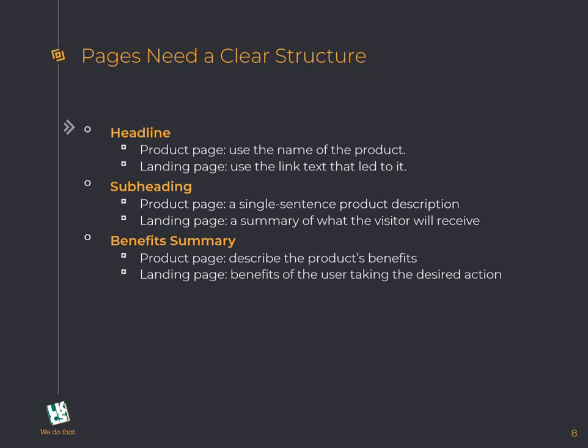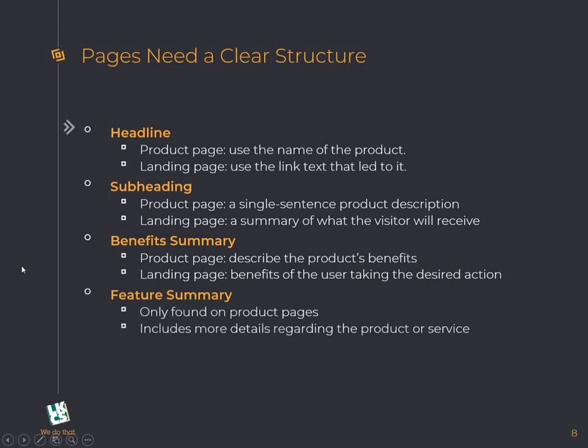Every page needs a benefits summary. Now, these are benefits. What are the benefits to the person about that product? Not features at this point. For a landing page, it should be the benefits of the user taking the desired action. Landing pages are all about driving people to action. So what are the benefits that person is going to receive from taking that action? Now every page needs a feature summary as well, but these are only on product pages. Landing pages don't necessarily need features, but product pages need features that include more details about that product or service.